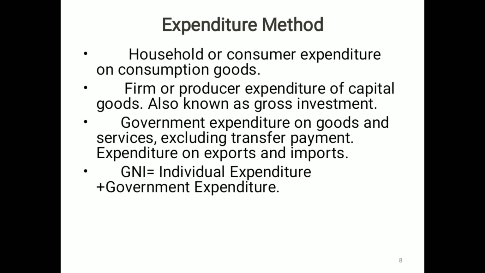The next method is the expenditure method. It includes household or consumer expenditure on consumption goods; firms' or producers' expenditure on capital goods, also known as gross investment; government expenditure on goods and services excluding transfer payments; and expenditure on exports and imports. So these expenditures are included in the expenditure method. The GNI can be calculated by including the individual expenditure plus government expenditure.